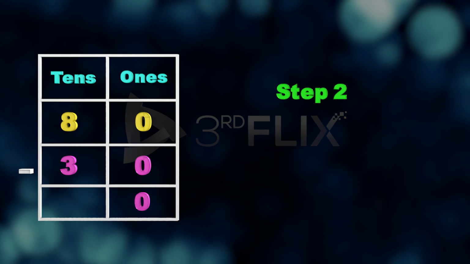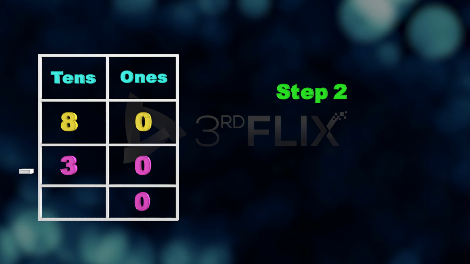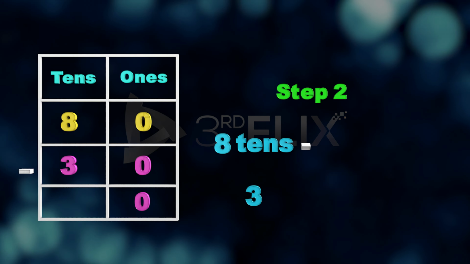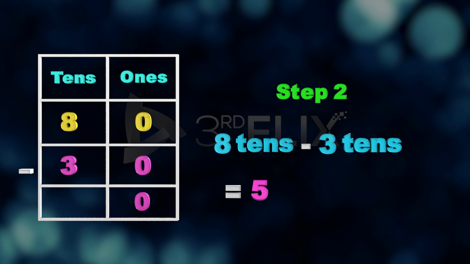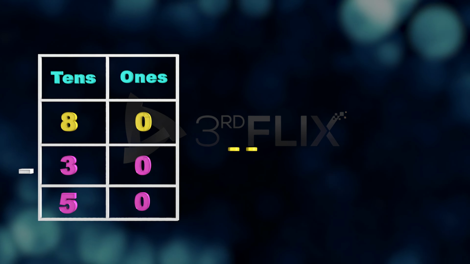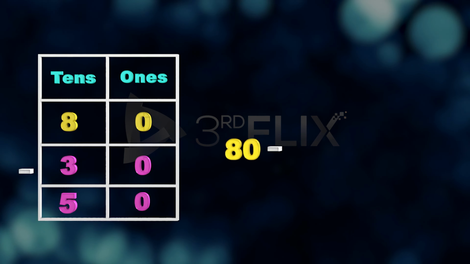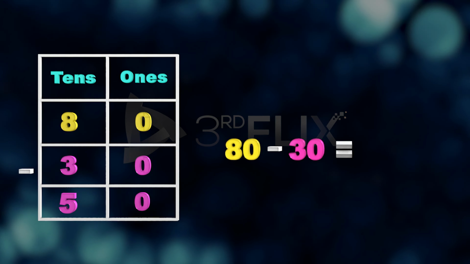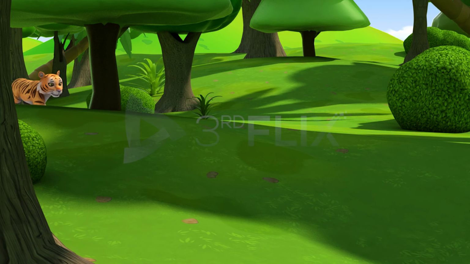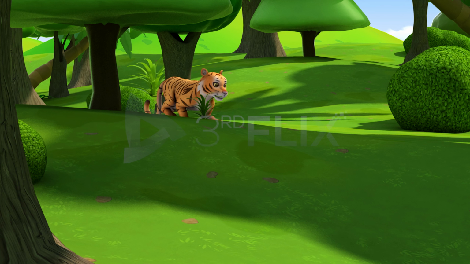Step 2. Subtract tens. So, 8 tens minus 3 tens is equal to 5 tens. So, 80 minus 30 is equal to 50. The tiger's stomach is not full. It went again in search of food.